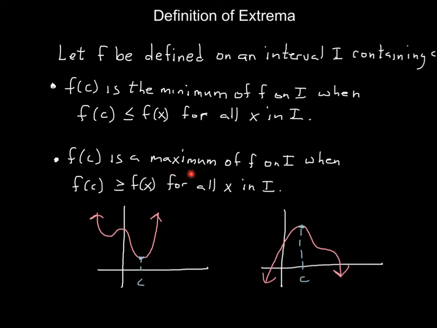Then we go to maximum. f of c is a maximum of f on the interval I when f of c is greater than or equal to f of x for all x in I. Looking at the two diagrams here, in this case we have a minimum at that c, because it is the smallest. It's when the function actually achieves its lowest value. And in this case, this would be a maximum of that function, at x equals c. So f of c here is a maximum, and on this one it is a minimum. And that's what it means to be an extrema of a function.